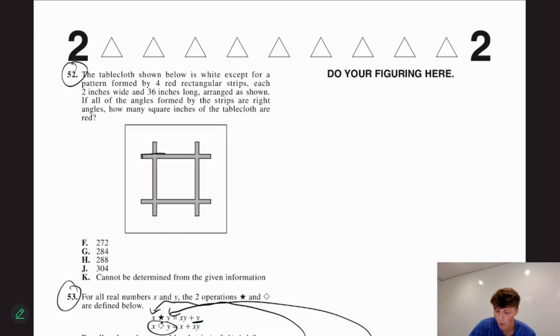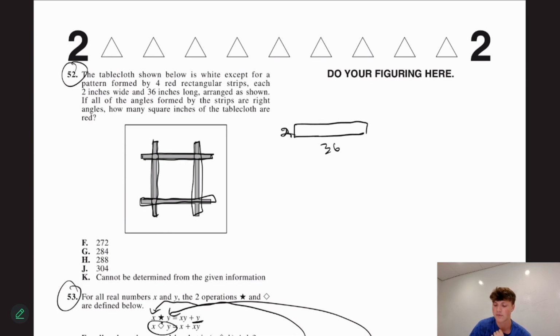We know that there are 4 red strips here. We have this strip, this strip, this strip, and this one. So 4 primary strips. And each individual strip has what area? Well, it has dimensions 2 by 36. The area of a rectangle is length times width. So we take 2 times 36, and that gives us 72. So our area is 72 for each one, and there's 4 of them. So we have to multiply this number by 4 to get our area. That's going to give us 288. So that's our area of 4 red strips.